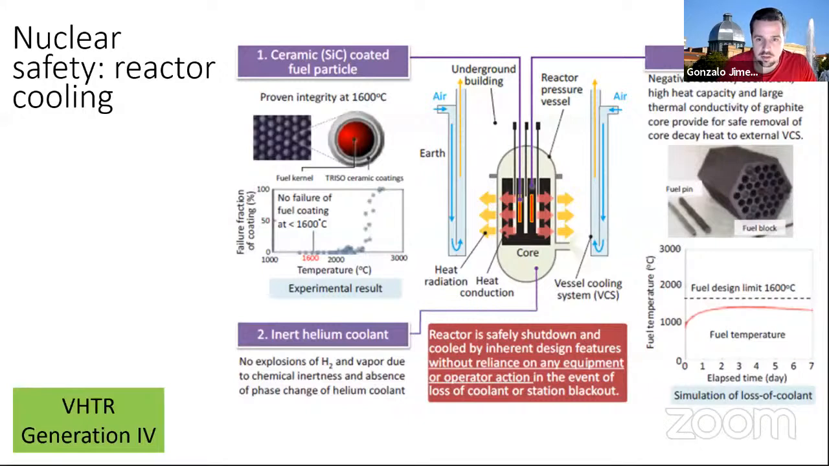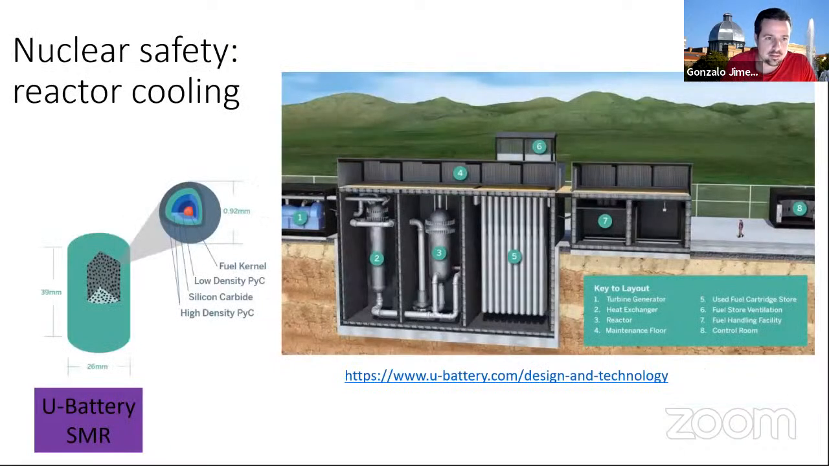So the residual heat is transferred by radiation and convection to the exterior part of the reactor primary circuit, and directly to the building, which is done with natural circulation systems to avoid any action of any pump or any active system. So that's an advanced approach to that. The same can be said of the U-Battery SMR. It was a proposed design.